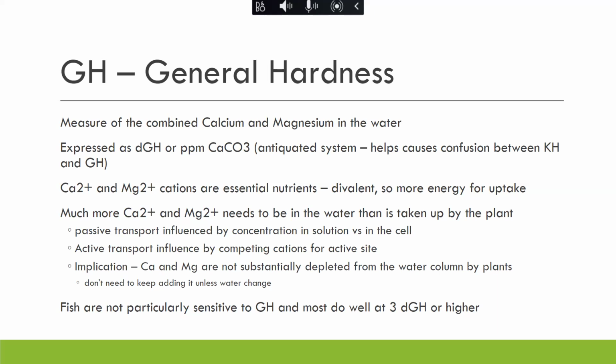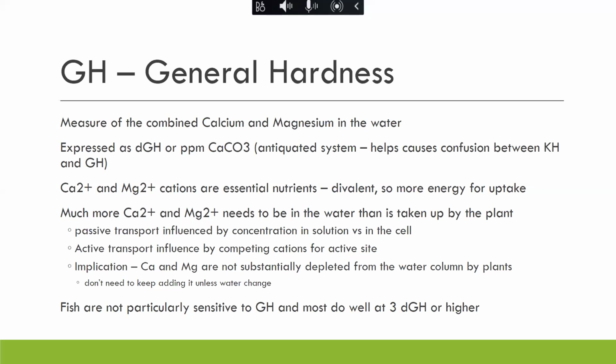So don't get confused. GH is simply how much calcium and magnesium you have in the water, right? And calcium and magnesium are essential nutrients and they're divalent, so they take much more energy for plant uptake. And more calcium and magnesium needs to be in the water than is taken up by the plant. And remember, we've got passive transport, which is influenced by the concentration in the solution versus what's inside the plant, and then active transport, which is influenced by those competing cations.